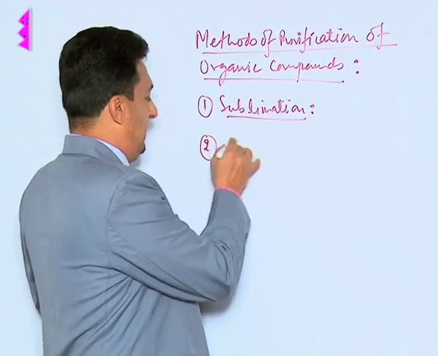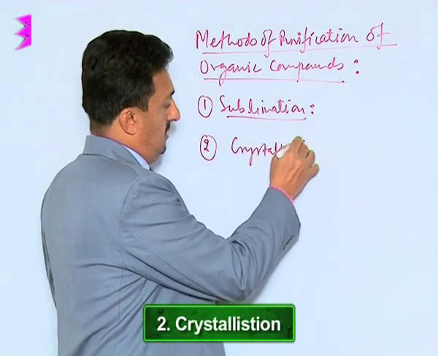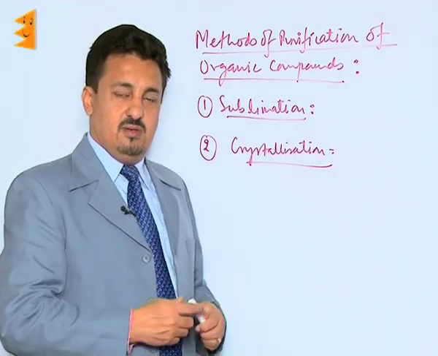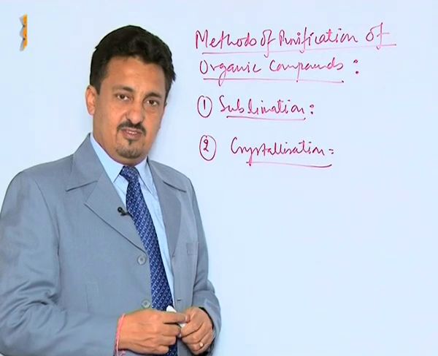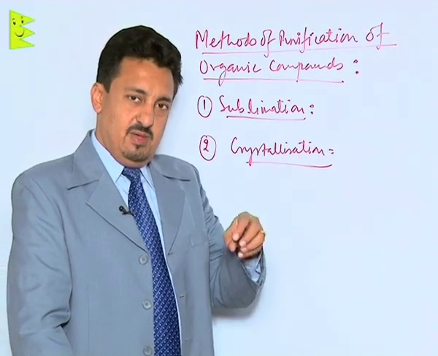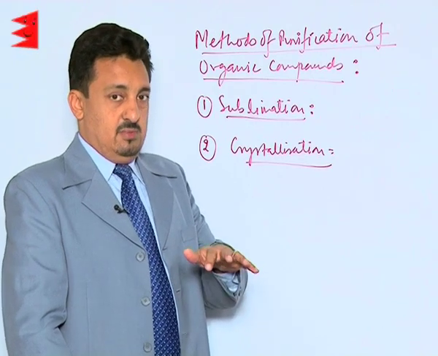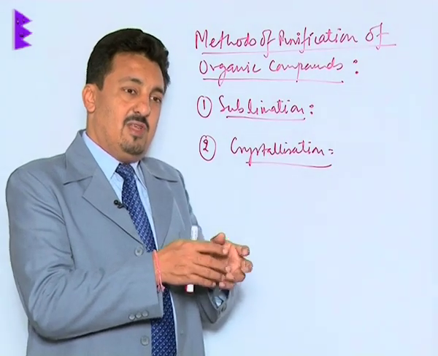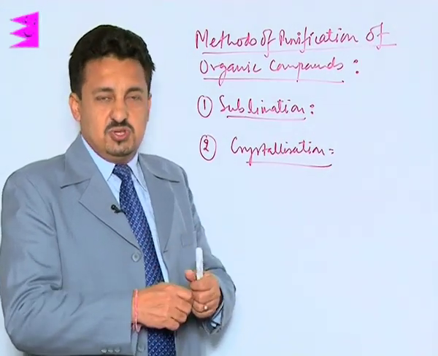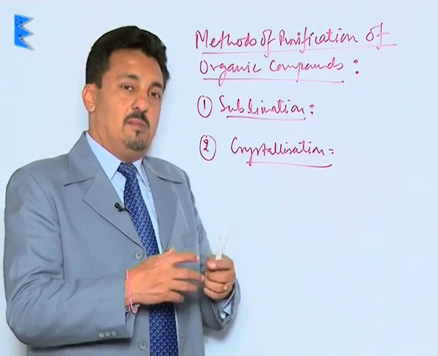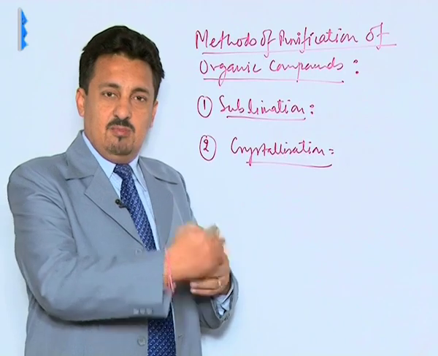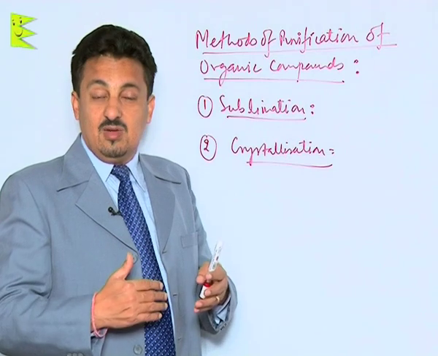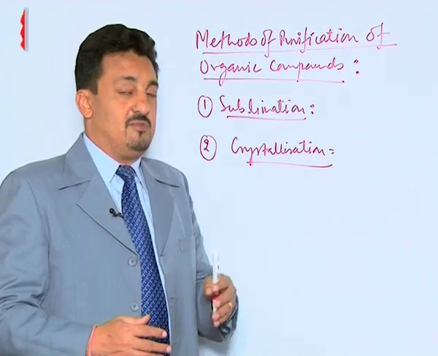The next method is crystallization. We all know crystallization, the process of forming crystals from a saturated solution. What we do is the impure mixture is dissolved in a particular solvent in which the organic compound is basically soluble. And what we find is that impurities are either insoluble or less soluble. So a saturated solution is prepared and it is kept out. When kept overnight, the main organic compound gets crystallized out and is filtered out, and the mother liquor contains all the impurities.